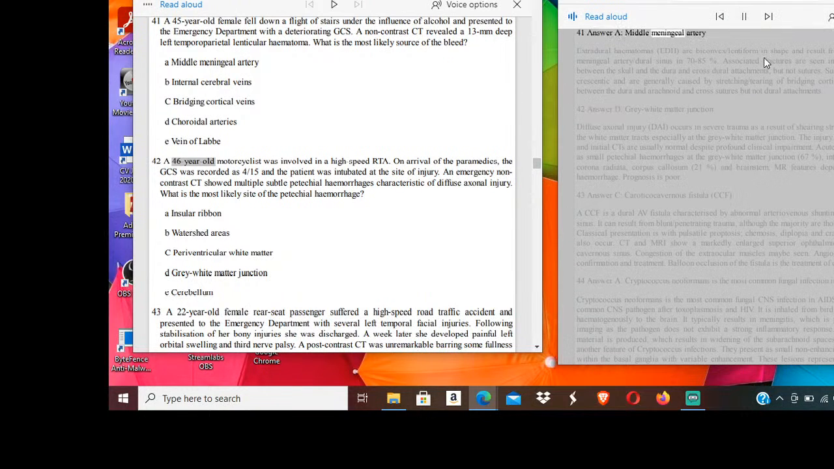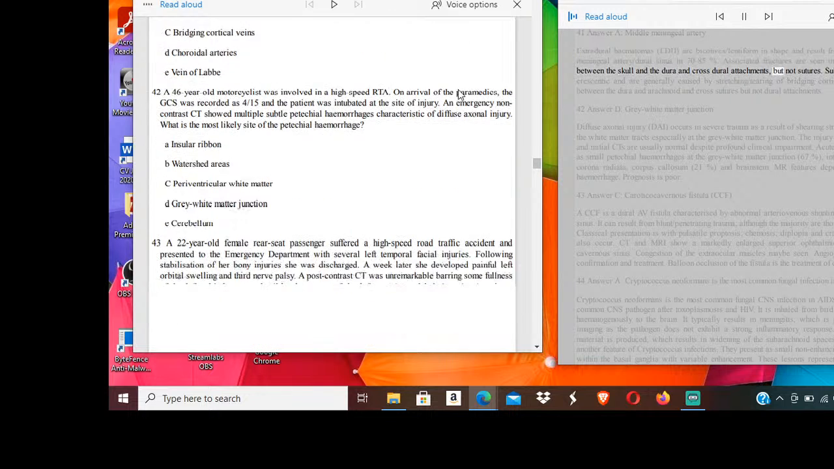41. Answer A, middle meningeal artery. Extradural hematomas, EDH, are biconvex or lentiform in shape and result from a lacerated middle meningeal artery or dural sinus in 70 to 85%. Associated fractures are seen in 85 to 95%. EDH occur between the skull and the dura and cross dural attachments but not sutures.